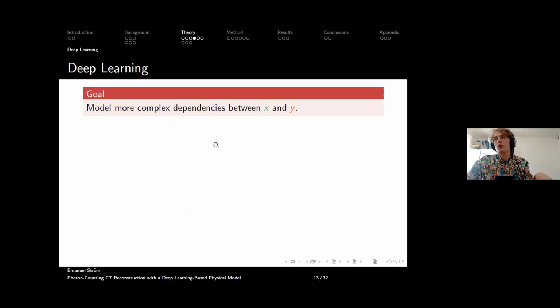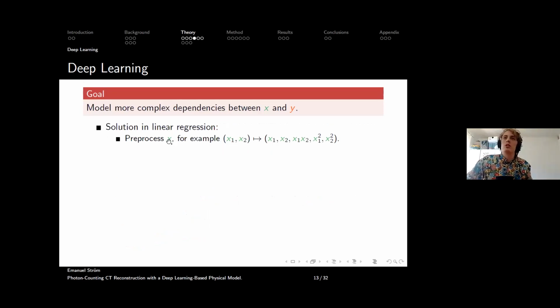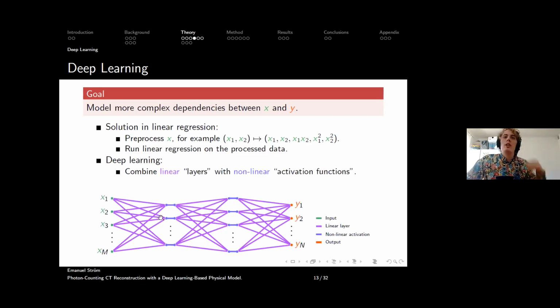The linear regression method to do this would be to try to pre-process the input data in some way. So for example, we can add these cross dependency terms right into the input data instead. And then we use that new transformed data to do linear regression. But what deep learning does instead is that we stack these linear regression type functions on each other and separate them by nonlinear functions that we call activation functions.